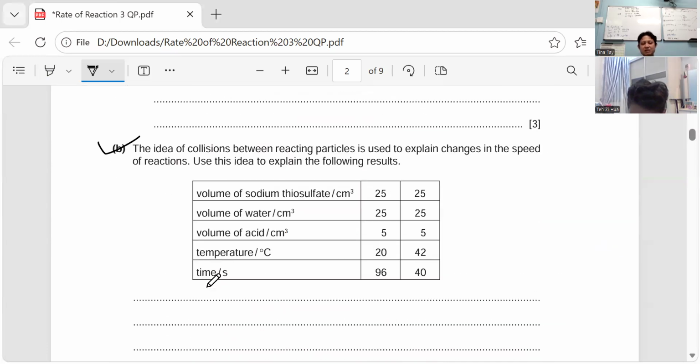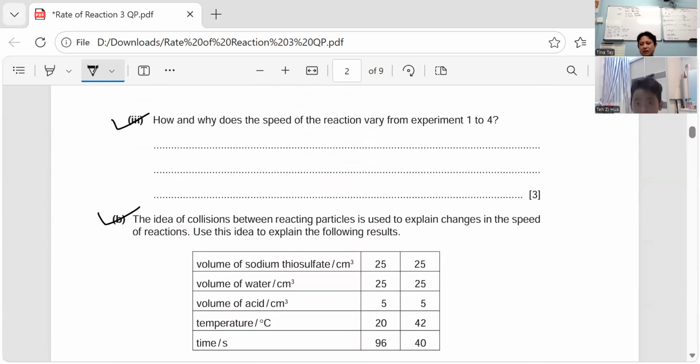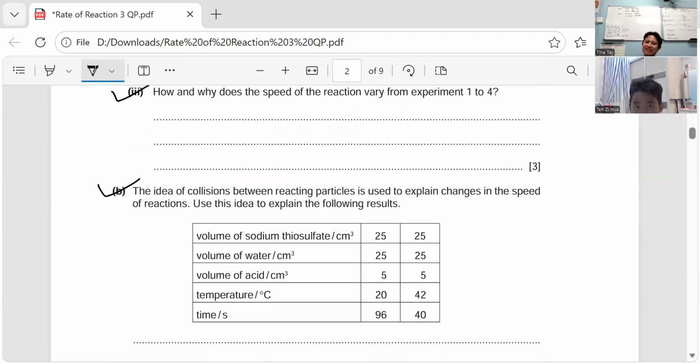Okay, can? And then send it to me. And then you can go and sleep. Quickly.